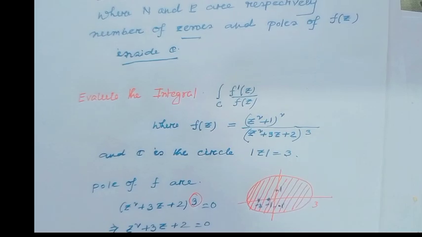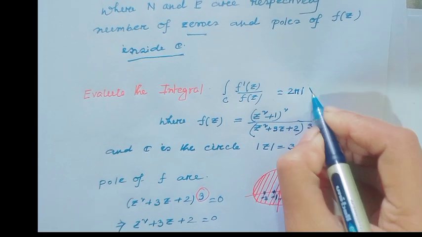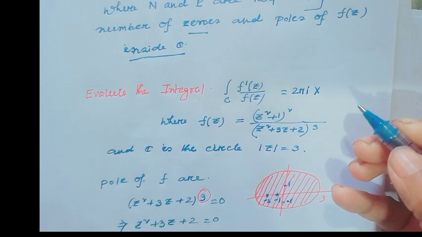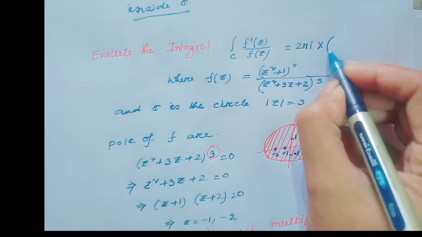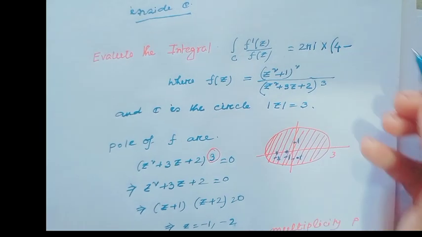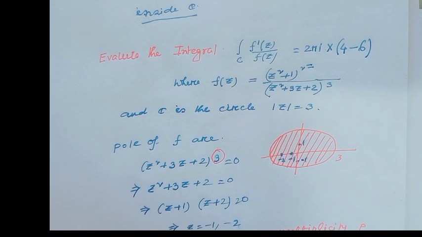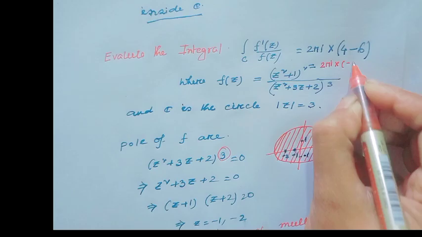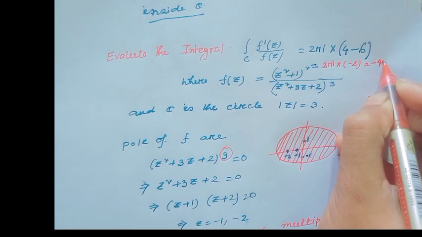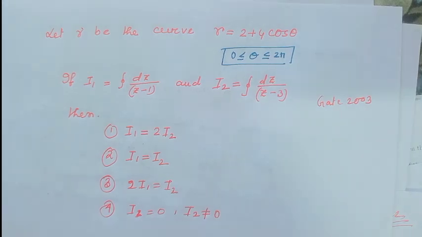Therefore, the answer would be 2 pi i times the number of zeros minus the number of poles. Here the number of zeros is 4 and the number of poles is 6. Therefore, this value would be 2 pi i times minus 2. That means this value would be minus 4 pi i.